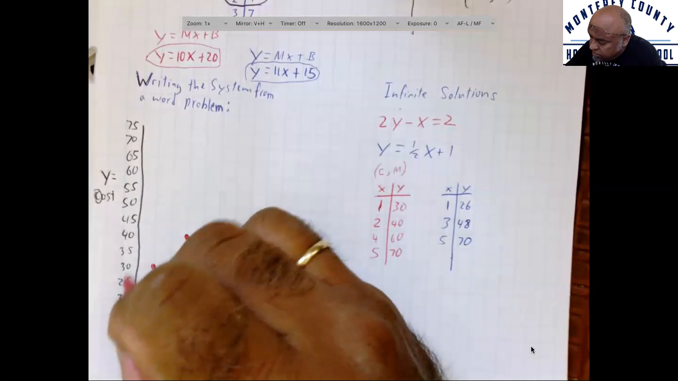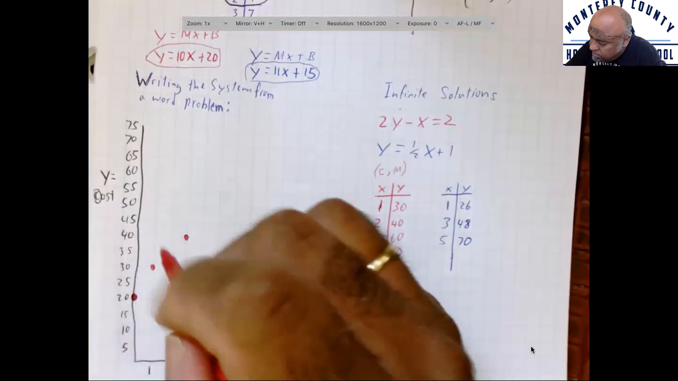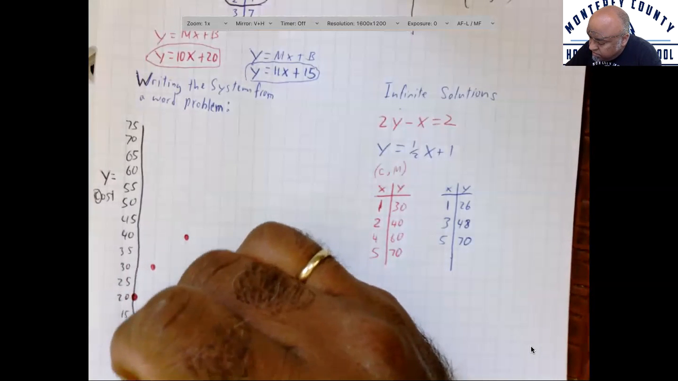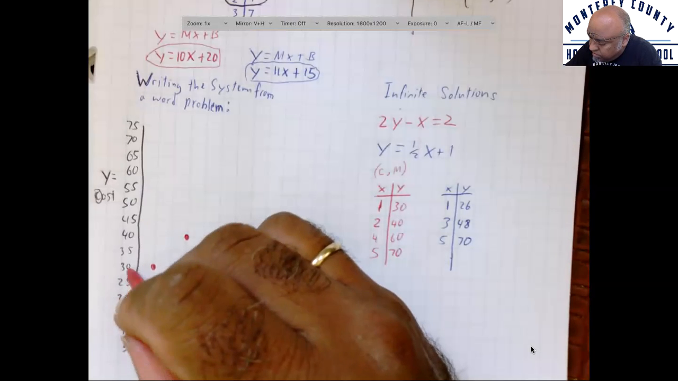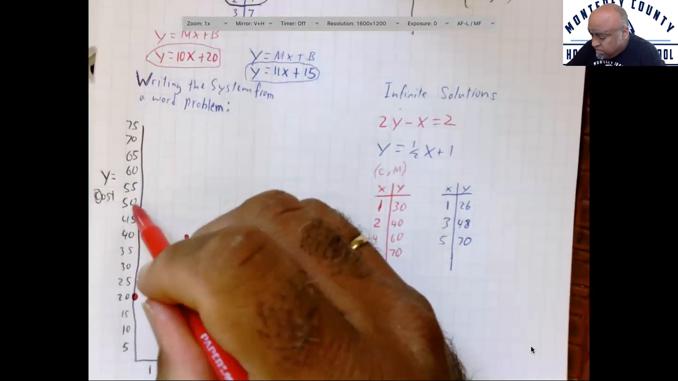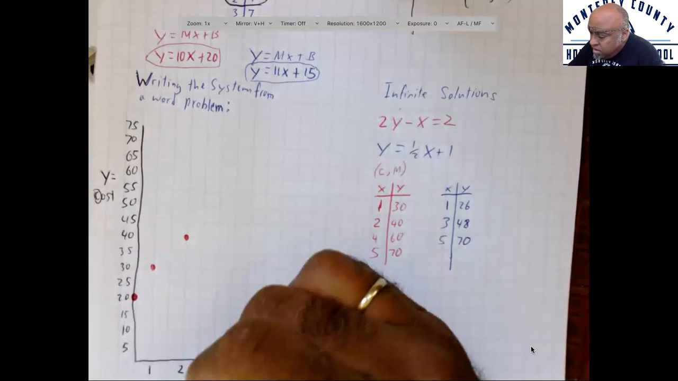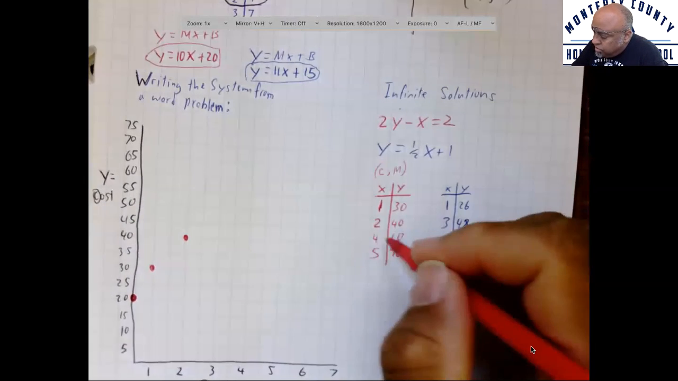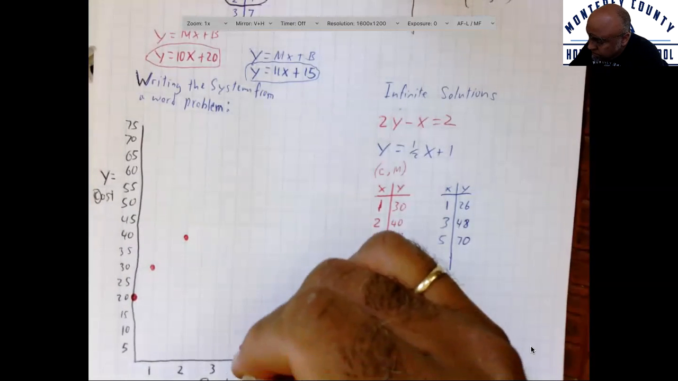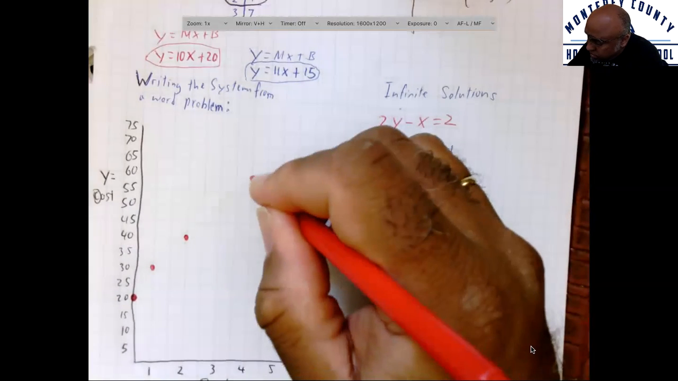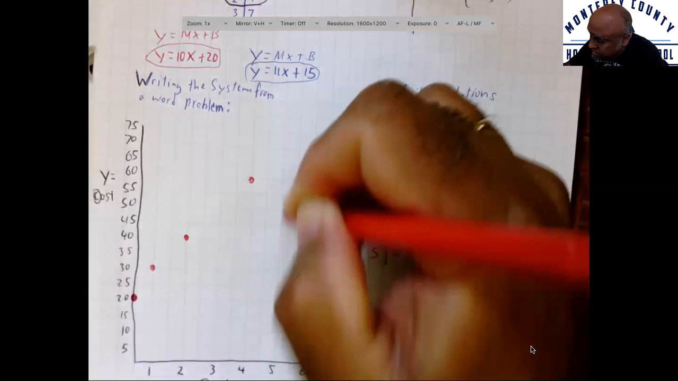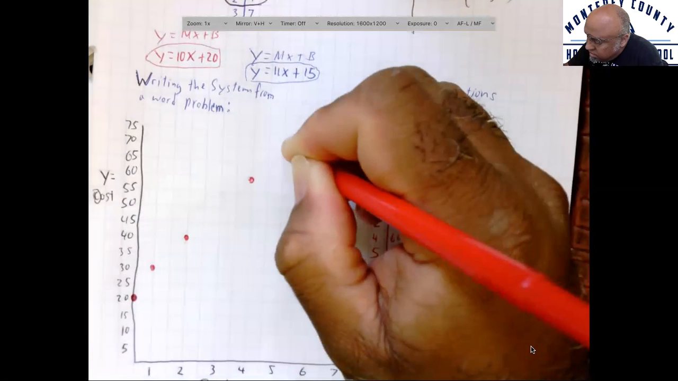Did I miss an interval here? Because this is looking crooked. 5, 10, 15, 20, 25, 30, 35, 40, 45, 50. Oh well, I'm going to go with it. Okay, we didn't do 3, so let's do 4 and 60, and 5 and 70.